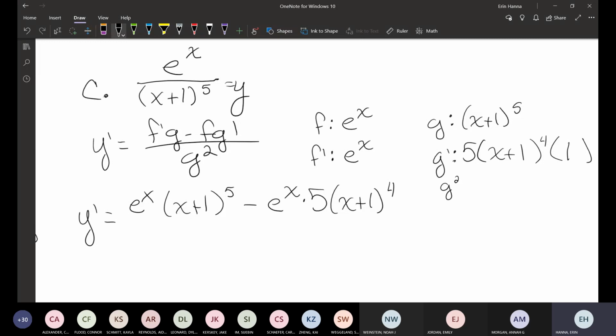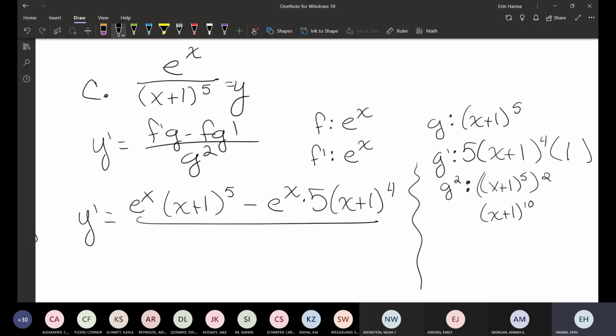Oh, I forgot to write g squared. I always kind of forget to do it in the chart, and I just do it at the very end. But we would have x plus 1 to the 5th all squared. You could leave it like that, or you can rewrite it as x plus 1 all to the 10th. Which is what I would do, but whatever floats your boat.